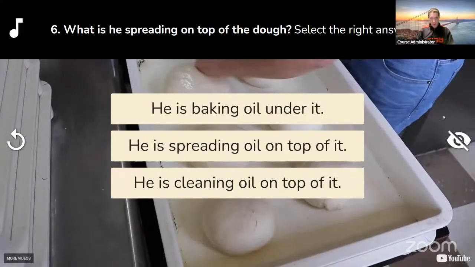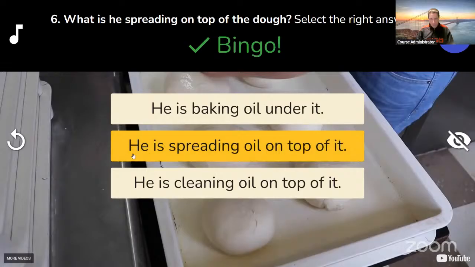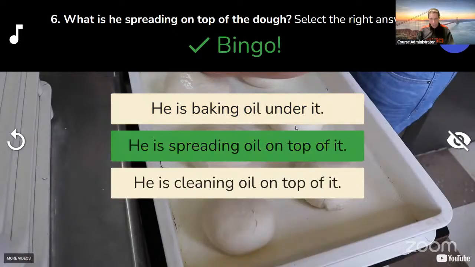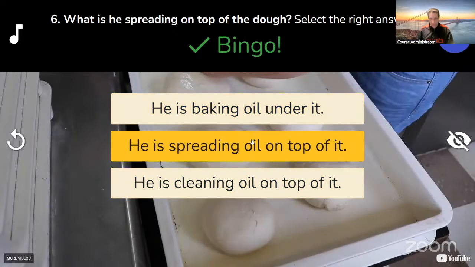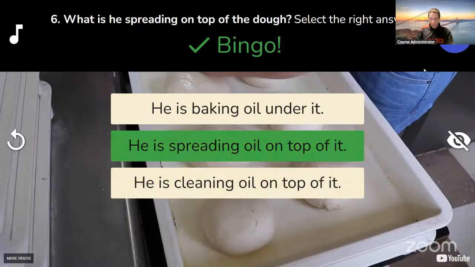Okay, so what is he spreading on top of the dough? All right. So he is spreading oil on top of it. In this case, we'll say oil. Oil is being spread on top of the dough. This one can be confusing because some people might think that the dough is actually the object, but it's not. We're talking about the oil. The oil is being spread on top of the dough.